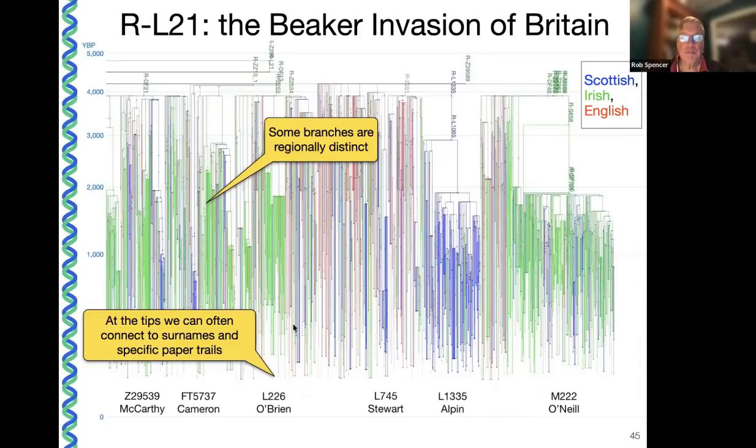And when we come down to the bottom, we intercept the time when surnames arose. With some of these markers, I've just sketched out some on the bottom here. M222, 1335 Alpin, we talked about him. A lot of O'Neills are M222. A lot of O'Briens are M226. Camerons, FT5737, and so forth. And these little dots at the bottom are specific men, or SNPs, that we can identify with exact men, and we intersect the paper trail.